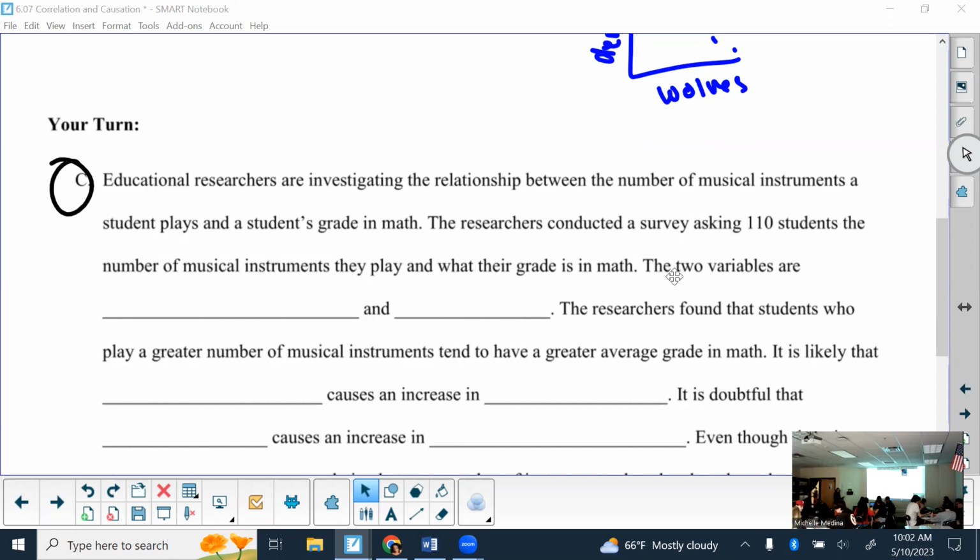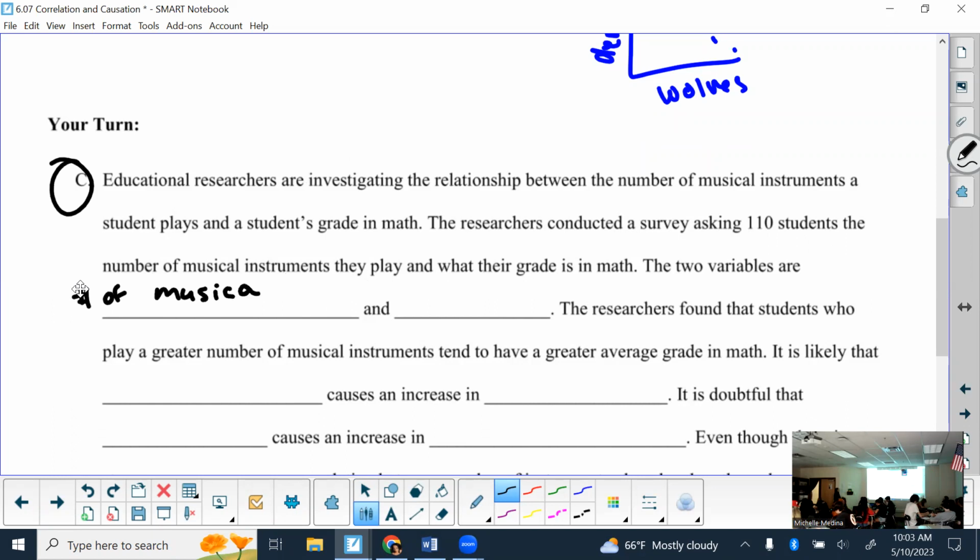What's one of the variables, table 3? What's one of the variables being compared? Number of musical instruments. And then what's the other one, table 2? Grade in math. Could these blanks be reversed? Yeah, we're just listing the variables.